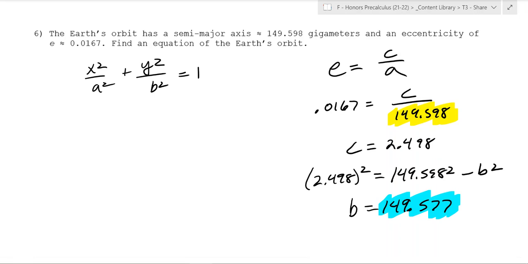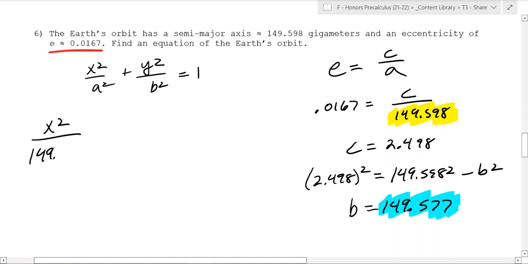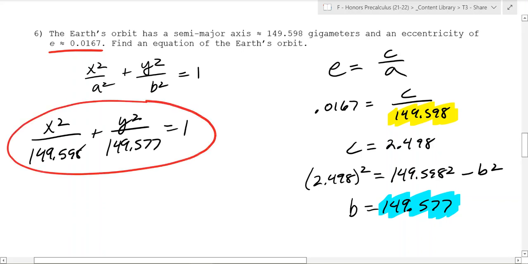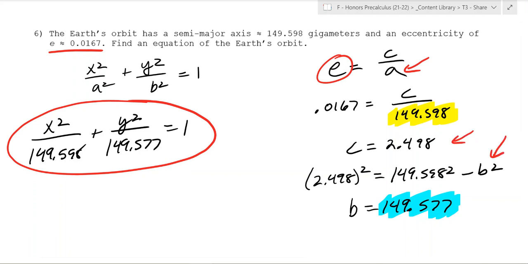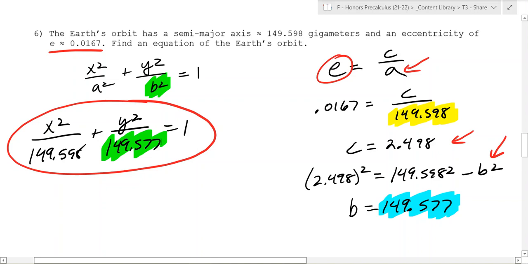And we know it's almost a circle because this number is almost 0. So what that tells us is the equation is going to be x squared over 149.598 plus y squared over 149.577 is equal to 1. Be very careful with those decimals. So we use the eccentricity and the known value of A to find C, and then C allows us to find B, which is what we needed to finish the equation right there.